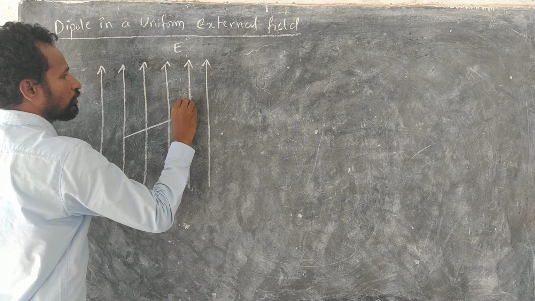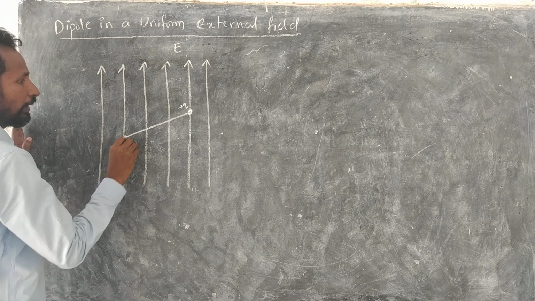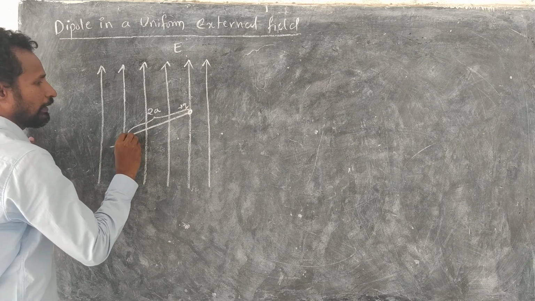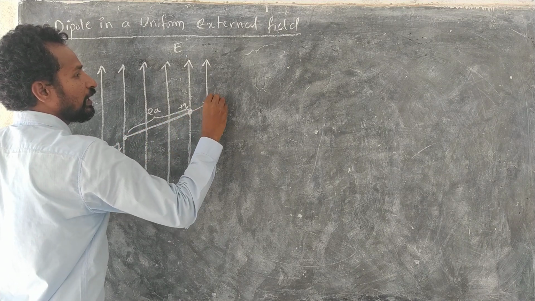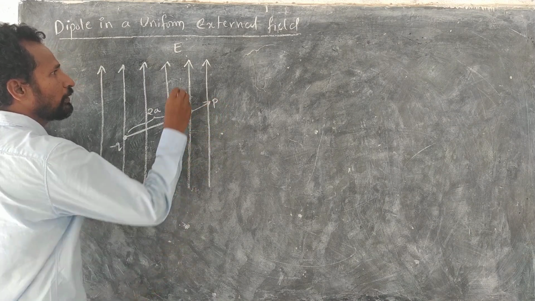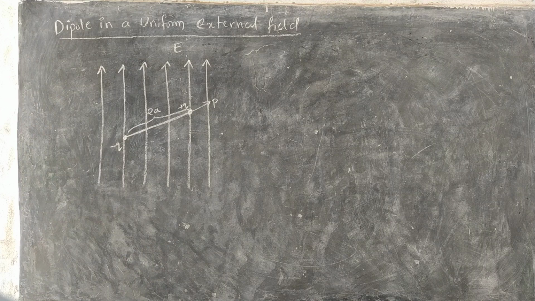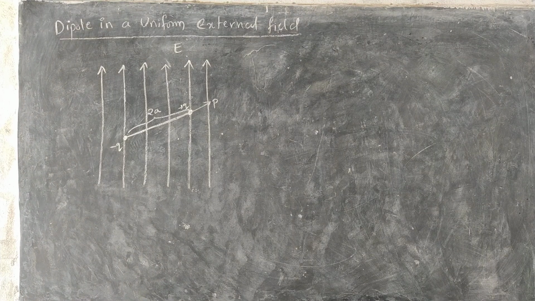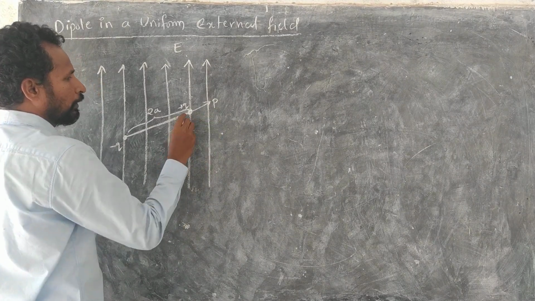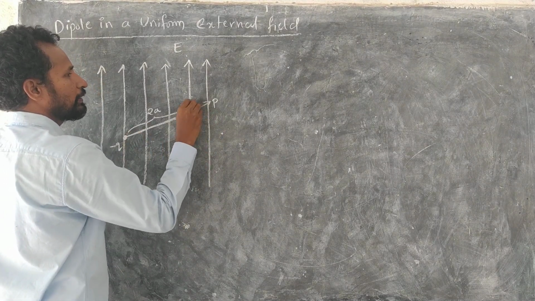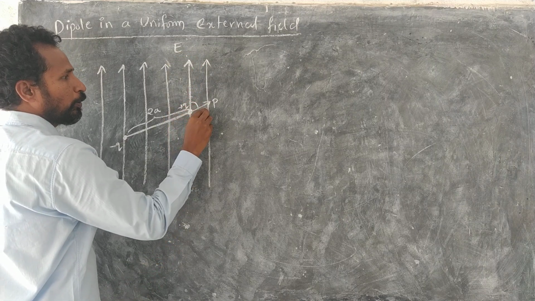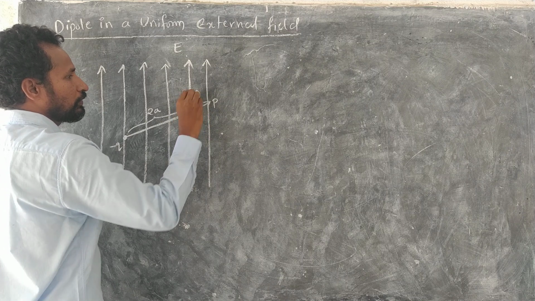This is plus Q and this is minus Q. The distance of the dipole is 2a and the dipole moment P will act like this. This is the dipole moment vector P. Now this P, the dipole moment vector, acts from negative to positive, and this is the field, the uniform electric field E. The angle between the dipole moment vector and field E is theta.